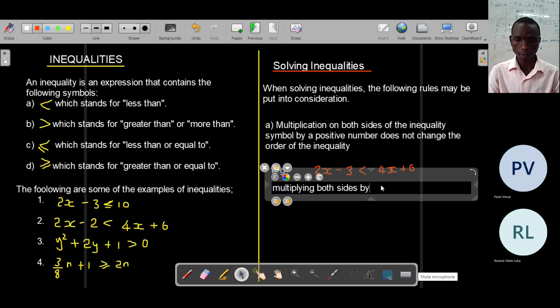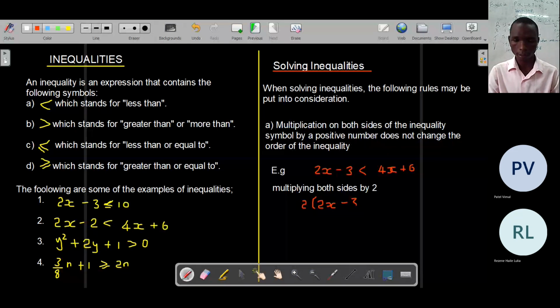When we multiply both sides by 2, it means that here we multiply 2 into the brackets: 2 times (2x minus 3). Then we do the same on the other side. When you multiply both sides by a positive number, the order of the inequality symbol doesn't change. If it was less than, it will still remain less than. So 2 times 2x, we get 4x. 2 times 3, we get negative 6. And this will be less than 2 times 4x, we get 8x, and then 2 times positive 6, we get 12.